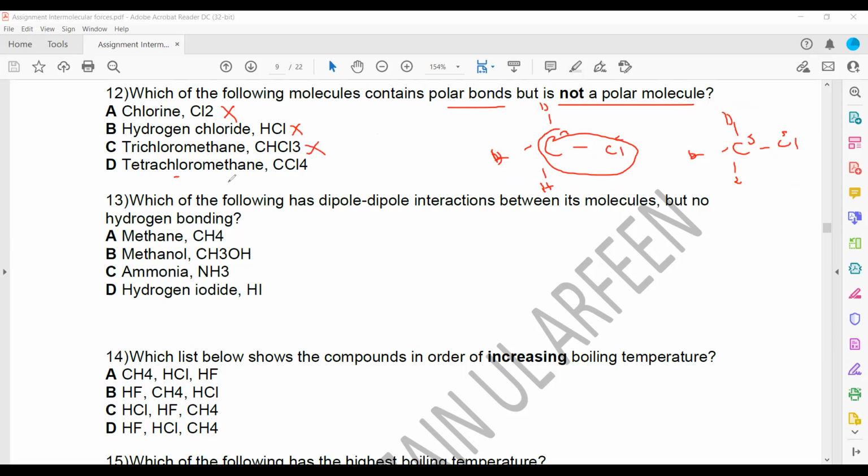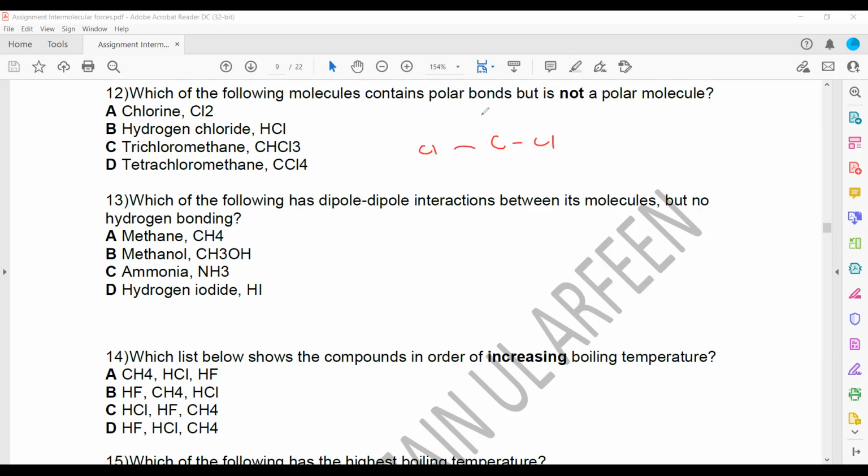So we are left with tetrachloromethane, because in tetrachloromethane the bonds will be polar as they are formed between different atoms. But if I say this chlorine is attracting with a force of 20 Newton, the other chlorine will also attract with the same force. As a result, the overall molecule will be non-polar. So D is the right answer.